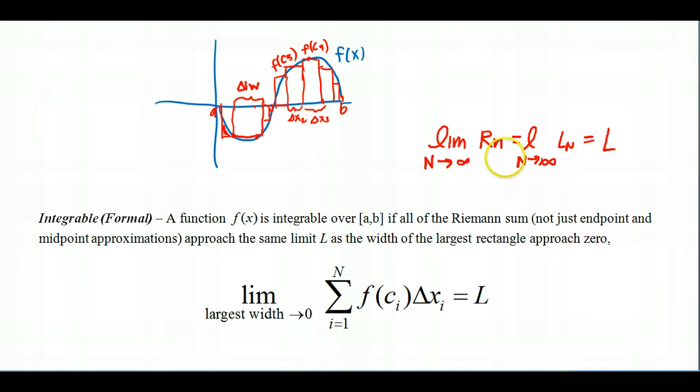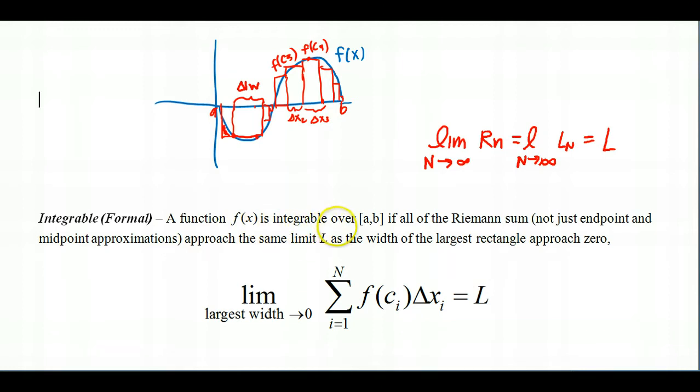So we're generalizing that even more by saying that if we use any type of rectangles with any width and any height, and if we force the width of the biggest one to go to 0, then all of the other ones must go to 0 as well. That's going to give us an exact area that's trapped between a curve and the x-axis. And if this limit exists, then we can say the function is integrable.